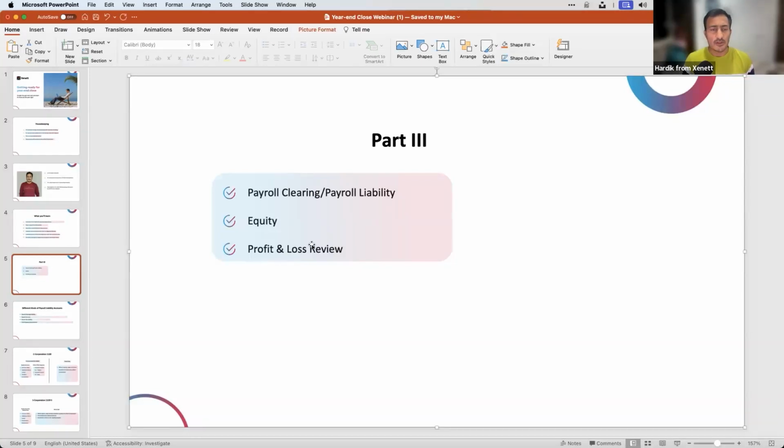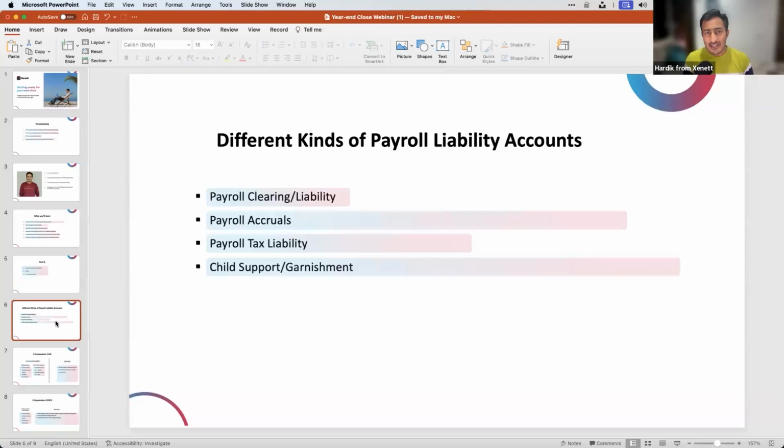Now, even before we actually start talking about payroll liability and payroll clearing, let us first understand what kind of different payroll liability accounts we generally see on the balance sheet. At least these are the accounts that I have dealt with, and I've seen people getting confused with these different kinds of payroll liability accounts, right? So for that, we first need to understand how the payroll is being recorded, right? So mainly, I have dealt with these four kinds of accounts.